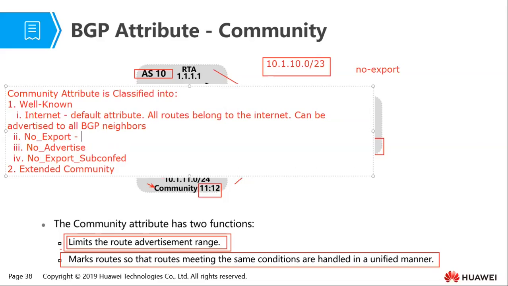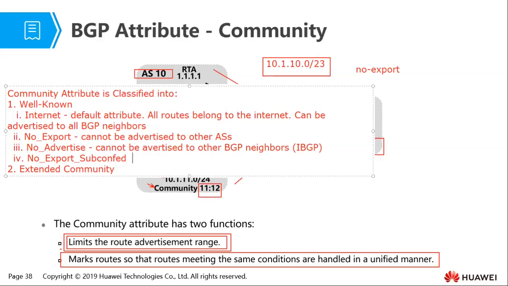Then number two, we have the no export. This one cannot be advertised to other autonomous systems. So you cannot advertise this route to other autonomous systems. Then this one cannot be advertised to other BGP neighbors. So what that means includes even IBGP. So you cannot even advertise it within your autonomous system. So that is no advertise.